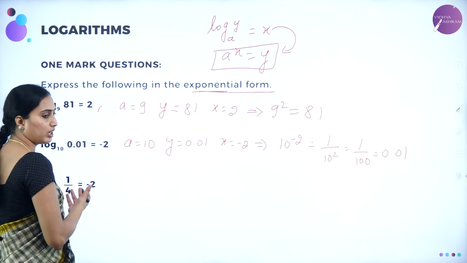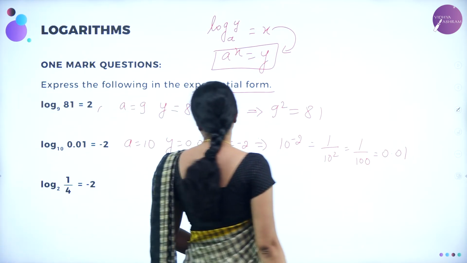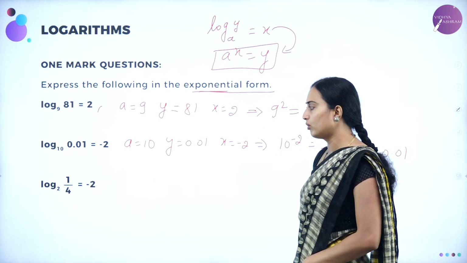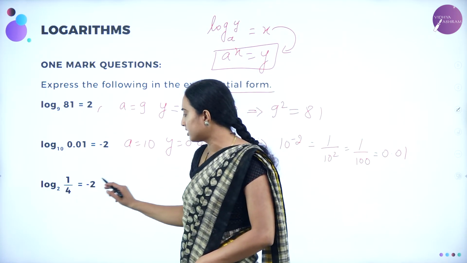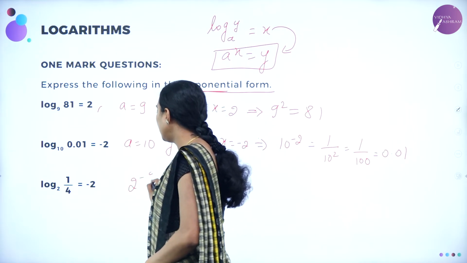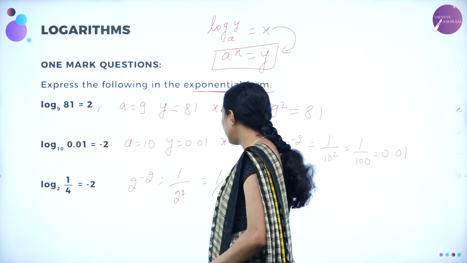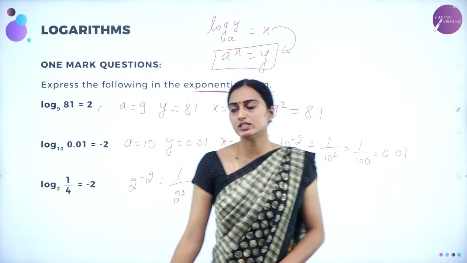So next we'll be moving on to this one. You can write it without writing the a, y and x values. A power x is nothing but 1 by 4. So therefore you can write it as a power x, which is 2 power minus 2, which is nothing but 1 by 2 squared, which is nothing but 1 by 4. That is your answer. Is that easier?